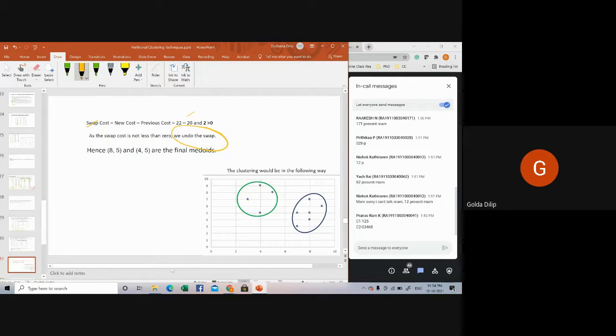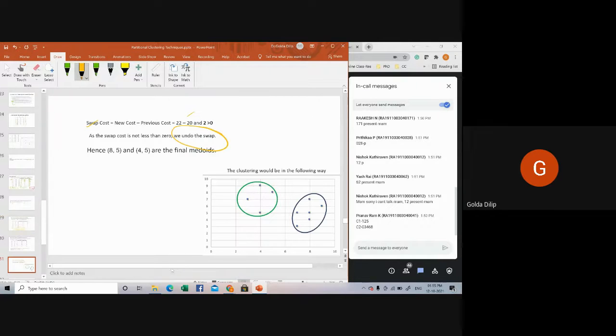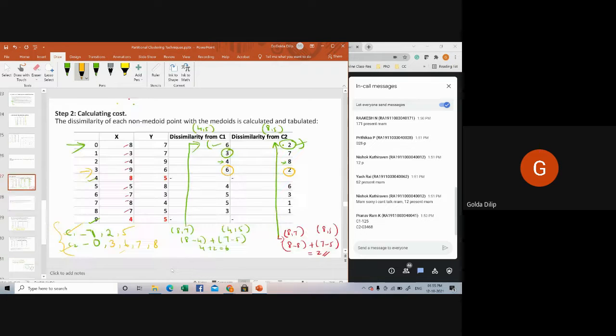So when you undo the swap, what were our initial medoids? Our initial medoids were 8, 5 and 4, 5. So we are undoing the swap by going back to 8, 5 and 4, 5. So 8, 5 and 4, 5 are the final medoids. With those medoids, these points were assigned to cluster C1 and these points were assigned to cluster C2. So that will be the final assignment. That's what your K medoids clustering algorithm is all about.